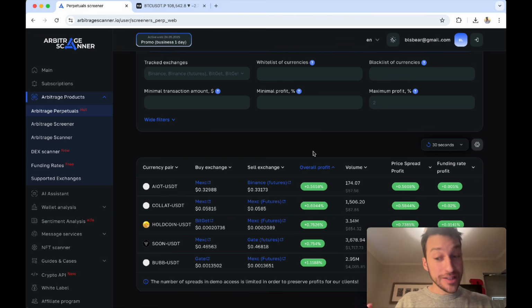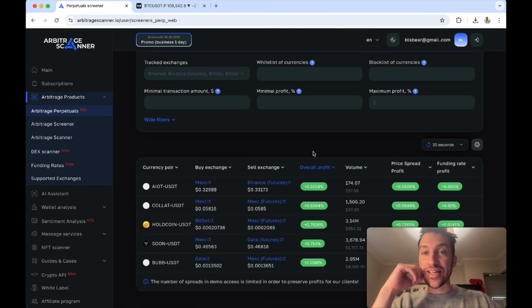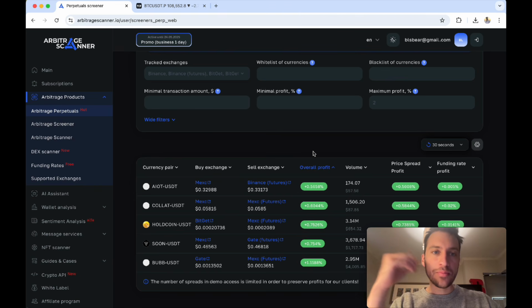I am really surprised that this type of website has not been out in older times, because it does such a good job of tracking everything you need to do if you're going to do arbitrage. So without further ado, let's dive in.